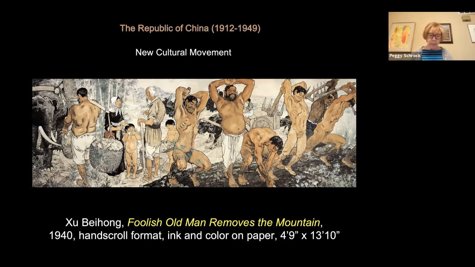And this artist, Xu Baihong, also studied in Japan, much earlier, quite a few years earlier, before this style began. And he was actually a very well-known, internationally known artist, a very important artist. This particular painting is important. First of all, Foolish Old Man Removes the Mountain. I'll tell you what that story is in a minute, because the story is an important one.